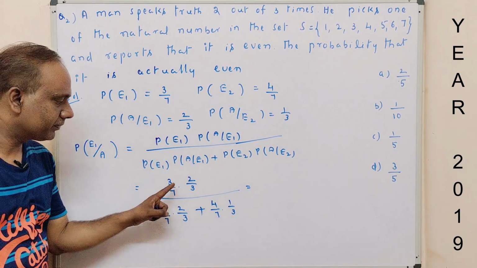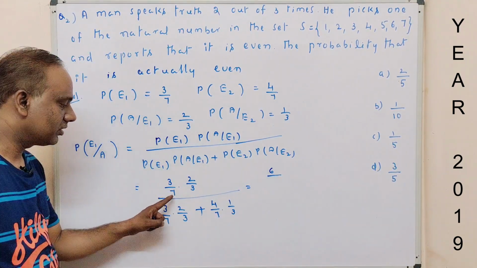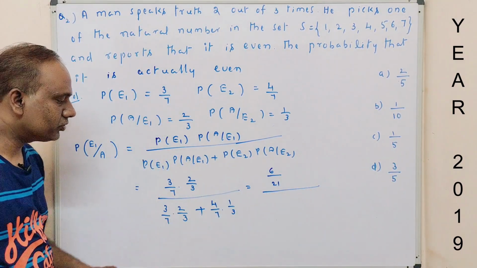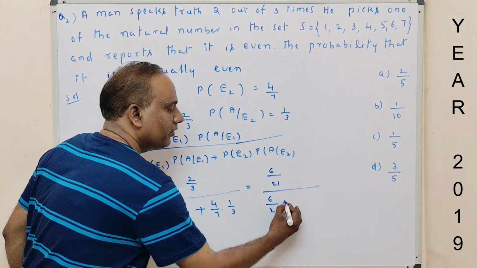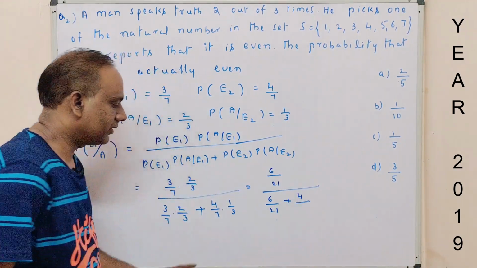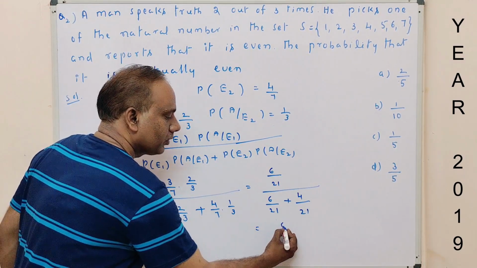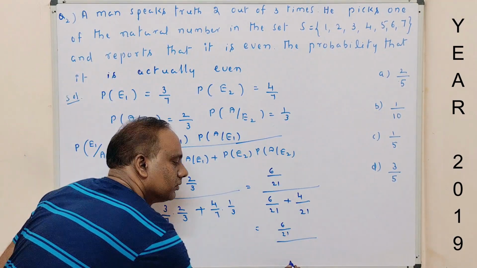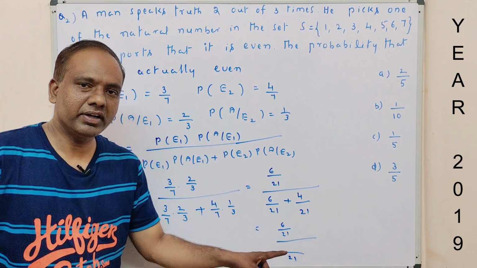This calculation is 3/26 by 3/26 by 7/3/21, plus 4/14 by 7/3/21. Now here write 6 by 21 as it is. Here the LCM is 21, and the denominators are the same. That's why you can add the numerators directly.